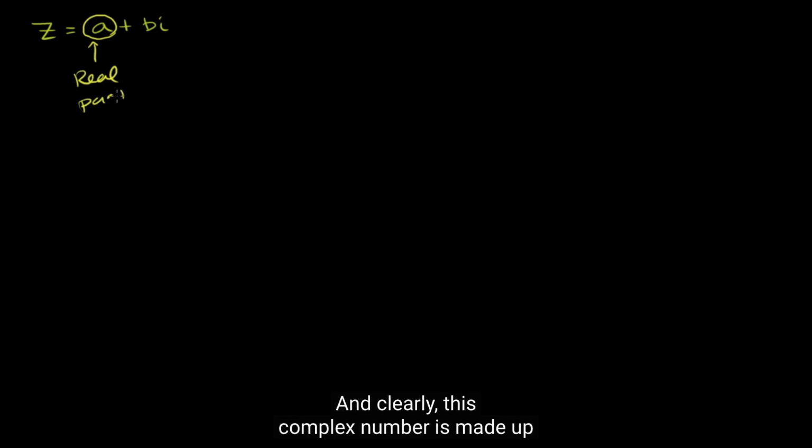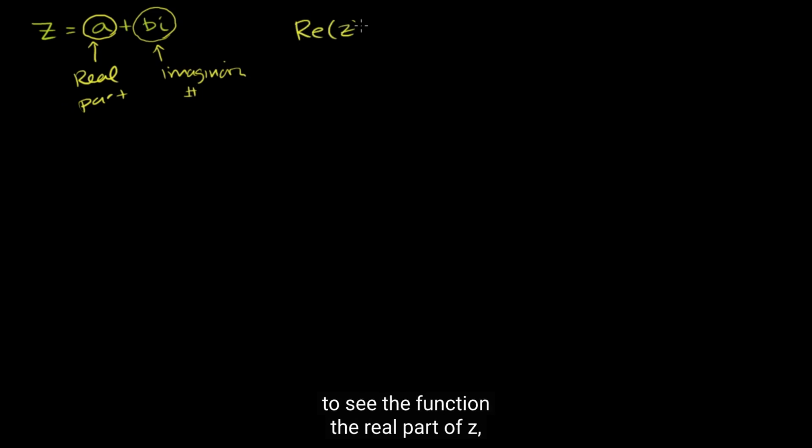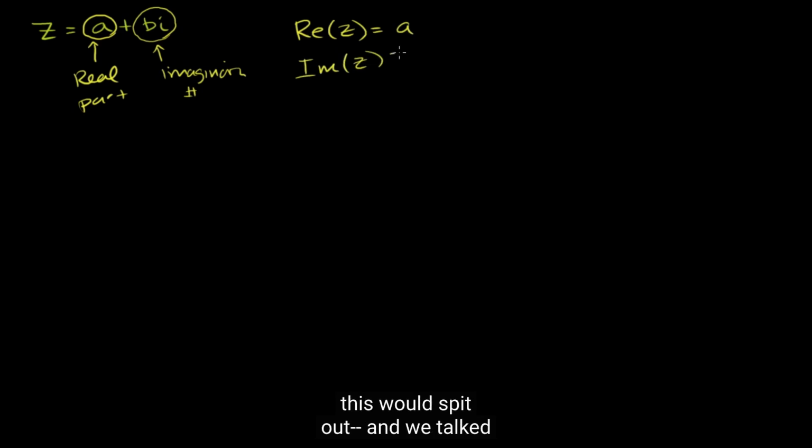So clearly the real part of this complex number is a. And clearly this complex number is made up of a real number plus an imaginary number. So, just talking in everyday terms, I called this imaginary number the imaginary part. But I want to be careful there. I did make it clear that if you were to see the function, the real part of z, this would spit out the a. And the function, the imaginary part of z, as we talked about in the first video, would spit out the number that's scaling the i. So it would spit out the b.